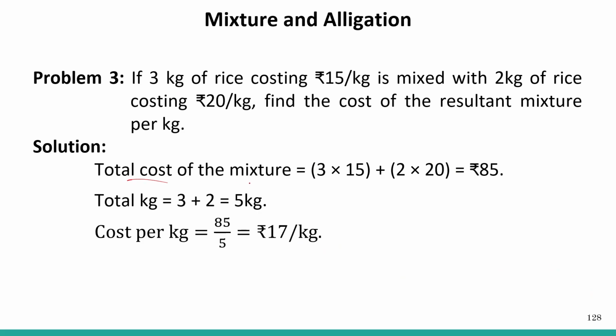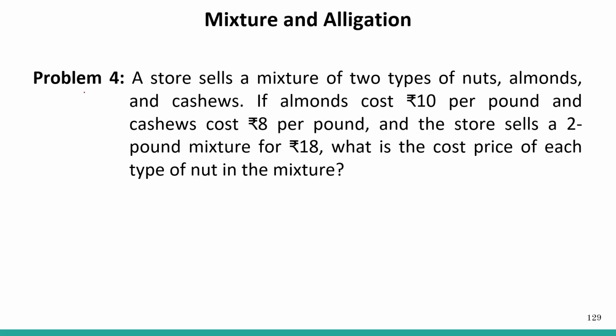So the total cost of the mixture will be 3 into 15 plus 2 into 20, which is equal to 85 rupees. The total weight is 3 plus 2, which is 5 kg. So the cost per kg is 85 by 5, which is equal to 17 per kg. So let's see problem number 4.